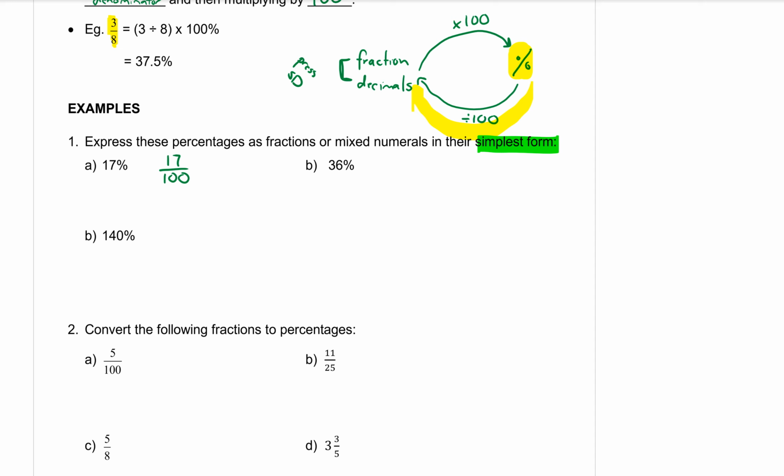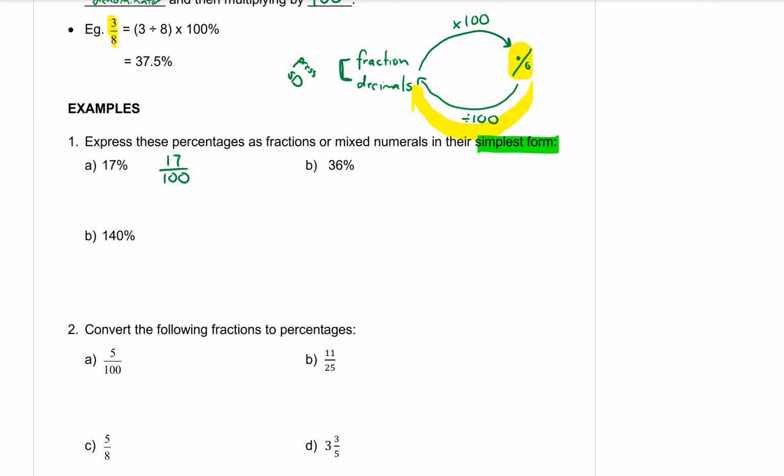So you need to make sure that that fraction can't be simplified any further. So you'd be looking for numbers that you can divide both the top and the bottom by. The top number for this one is a 17, which is a prime number. So there's not too many things you can divide 17 by, only 17 itself. And 100 is not going to divide by 17, so it won't simplify any further. That one's the answer. Okay, let's try B.